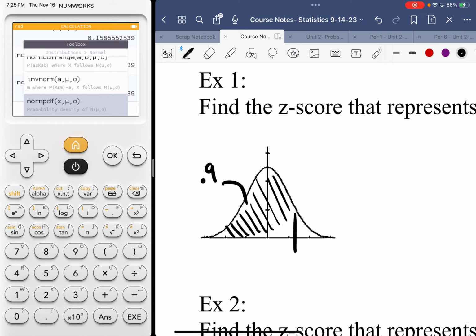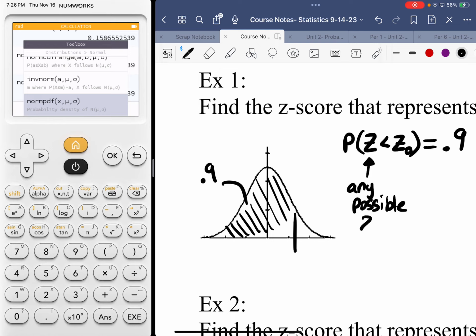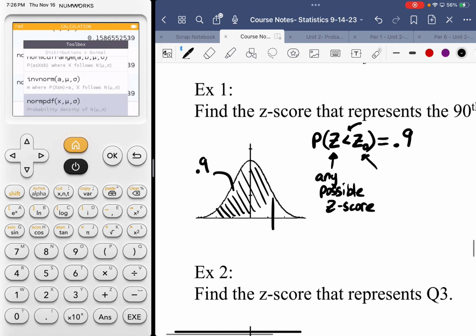So in this context, we're looking for the z value that gives a result of 0.9. What I would say here, I don't see many happy faces typically when I write this notation, so just forgive me, but z less than z sub 0. So this z here corresponds to any possible z-score. You could say all possible z-scores. This one, less than, so in this case we're saying below. So any possible z-score below the benchmark z-score.